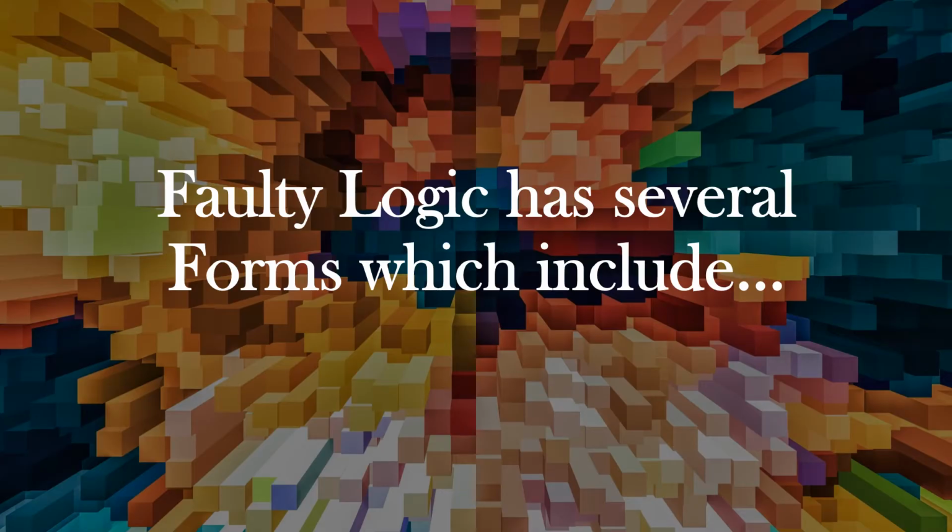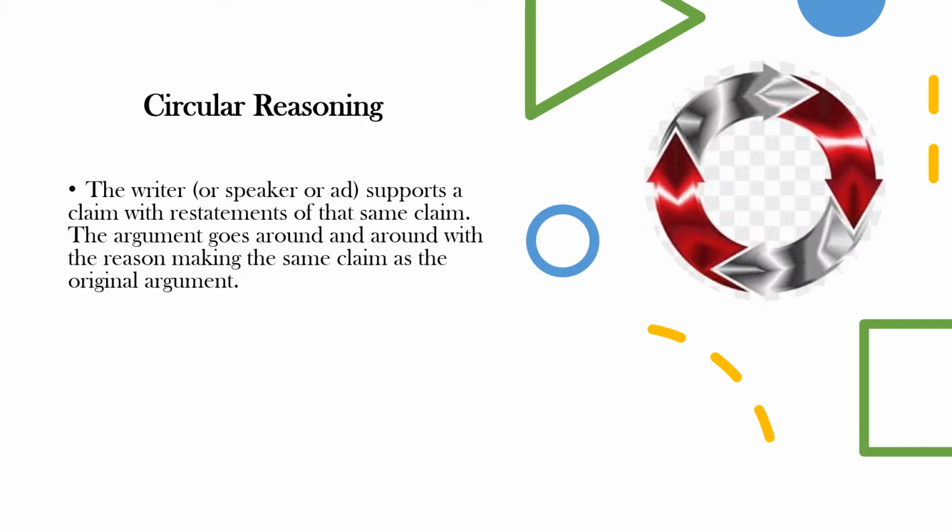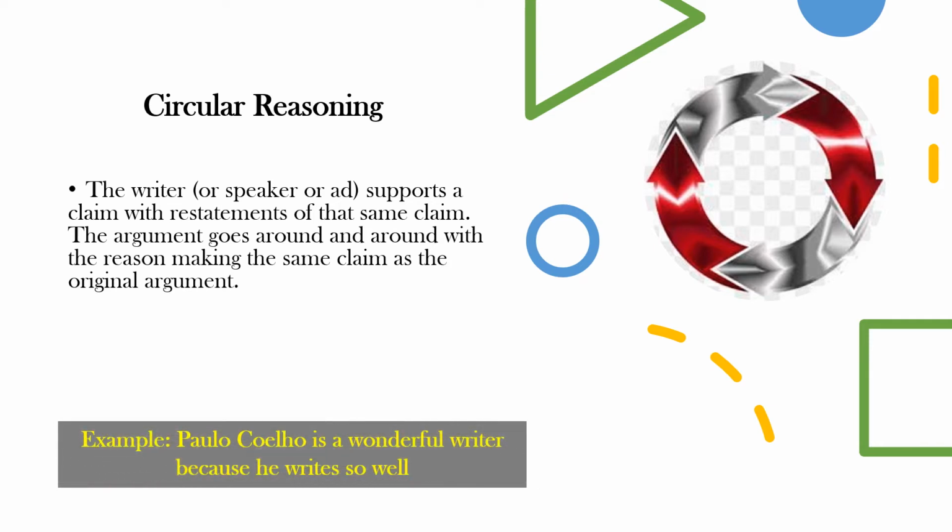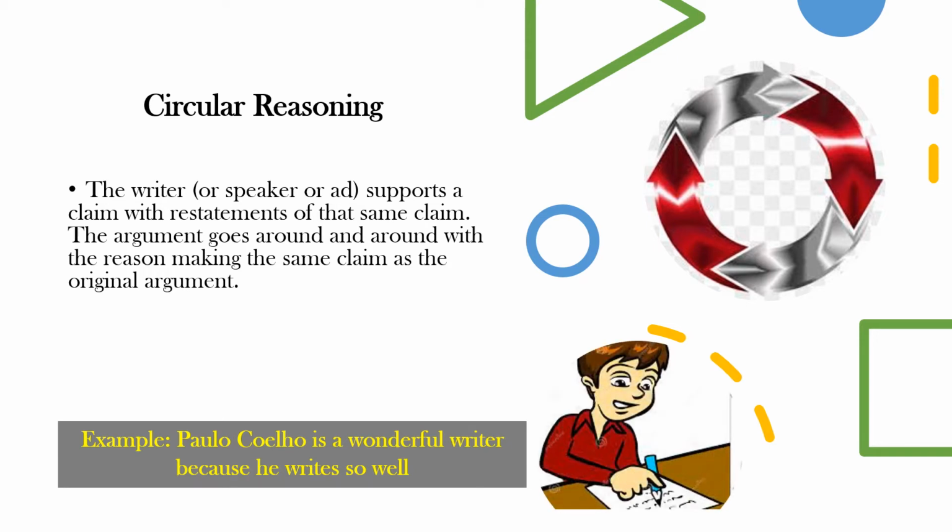Faulty logic has several forms which include circular reasoning. The writer or speaker or author supports a claim with restatements of that same claim. The argument goes around and around with the reason making the same claim as the original argument. Example: Paulo Coelho is a wonderful writer because he writes so well. Okay? The second half of the statement says basically the same thing as the first half. Okay?